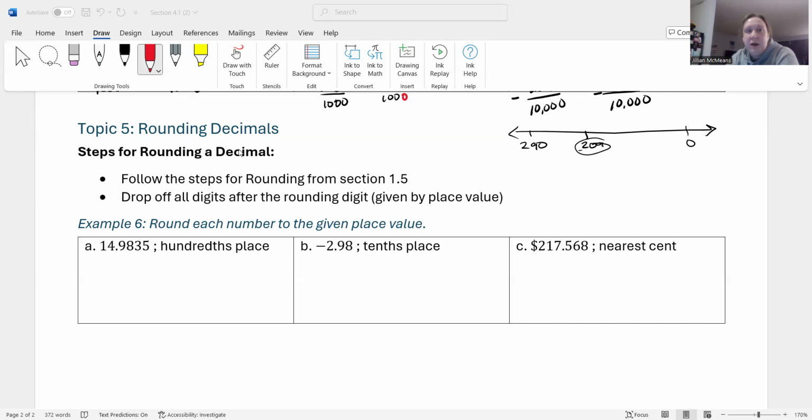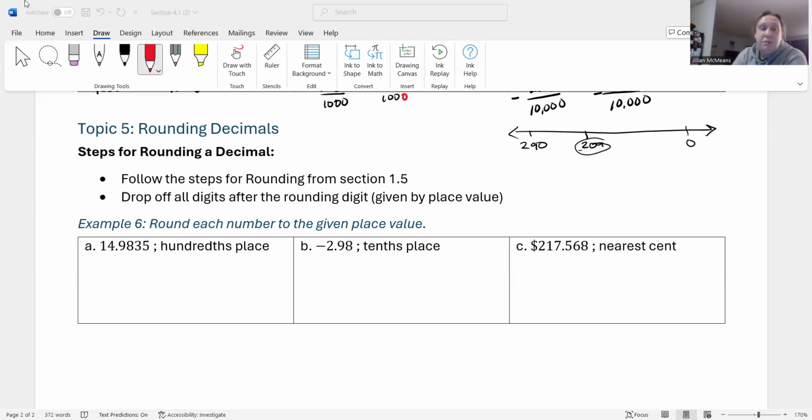Okay. So steps for rounding a decimal follow the steps for rounding from section 1.5. So we can talk about that as we go through these problems. And then drop off all digits after the rounding digit given by place value. Okay, so example 6 is round each number to the given place value.